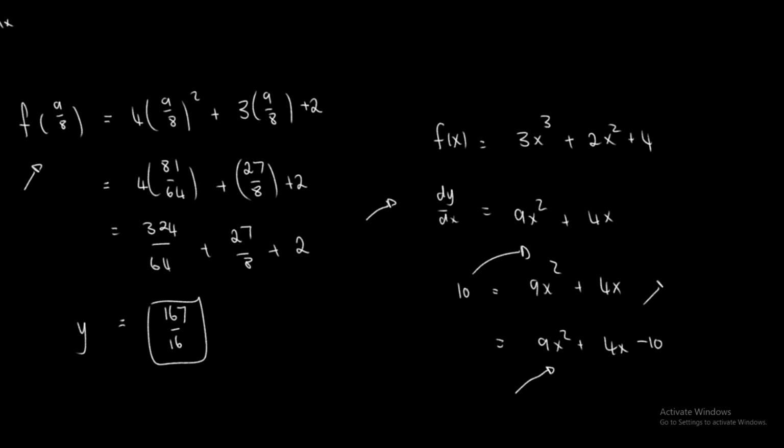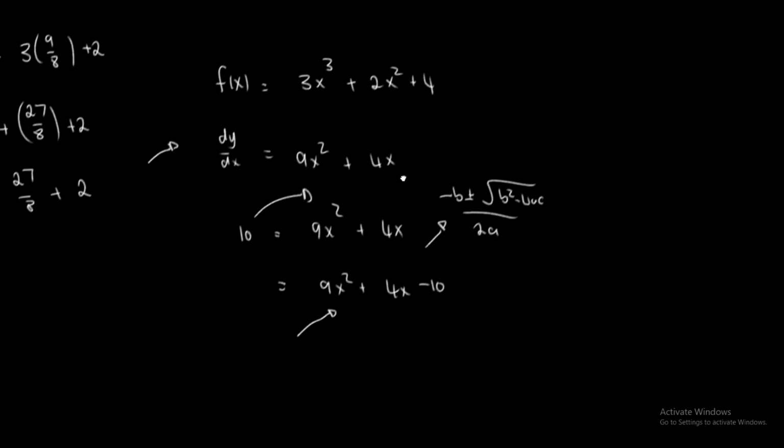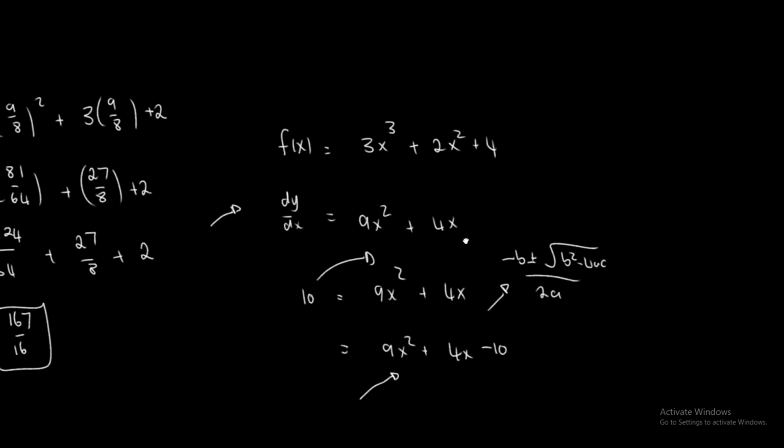Now to solve this type of equation, you can simply use the quadratic formula, b squared minus 4ac. I used a completely random example, so I'm not too sure if this one gives perfect roots. They're probably not, but yeah.